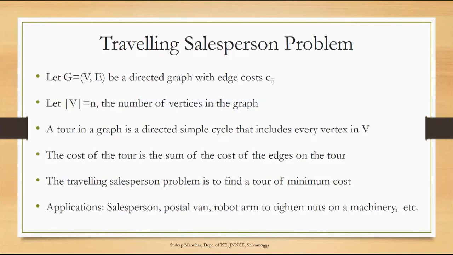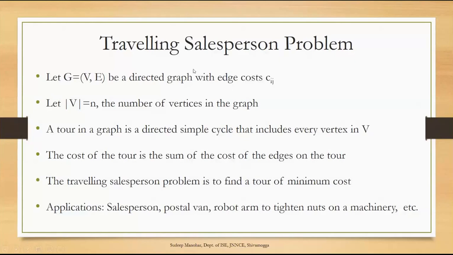One more application is a robot arm to tighten the nuts on machinery. Think that there is a large machine, and to assemble the machine, there is an automated robot which will tighten the nuts. Throughout the area of that machine there will be nuts, and the robot arm will start at one position. It has to cover all the nuts, and it has to come back to the origin position. So it has to calculate which path is the minimum cost path, so that the cost incurred as well as the time taken will be less to tighten all the nuts on the machinery. Likewise there are many problems that are based on the traveling salesperson problem.